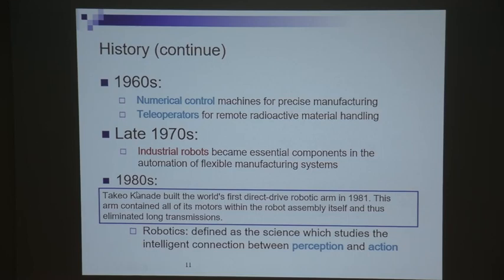So Professor Kanade is very famous in computer vision. So computer vision and robotics become an important element. So in the 1980s, we see robotics defined as a science which studies the intelligent connection between perception and actions.